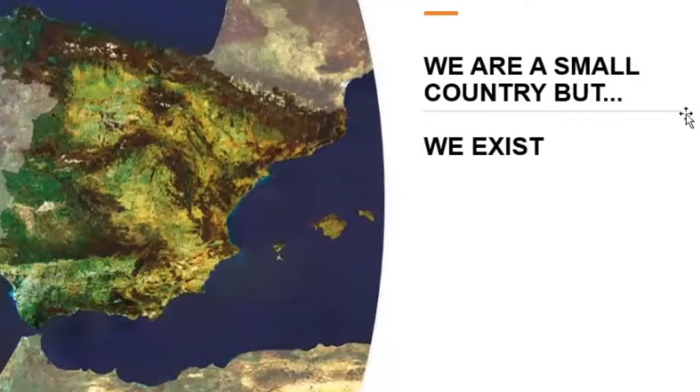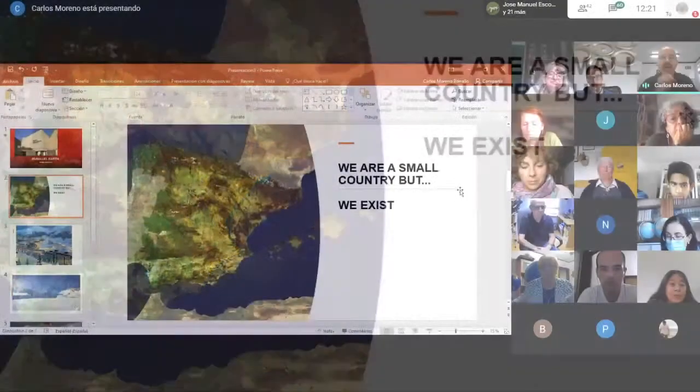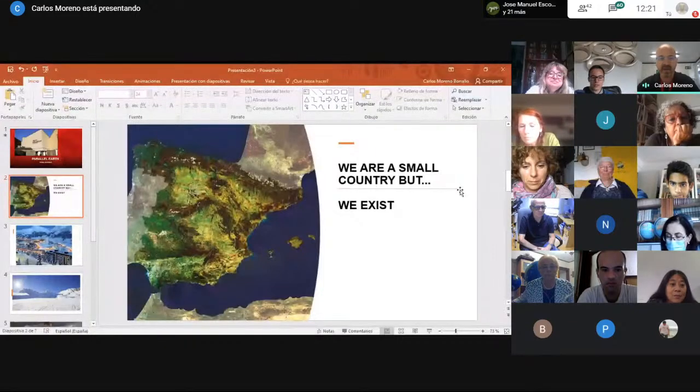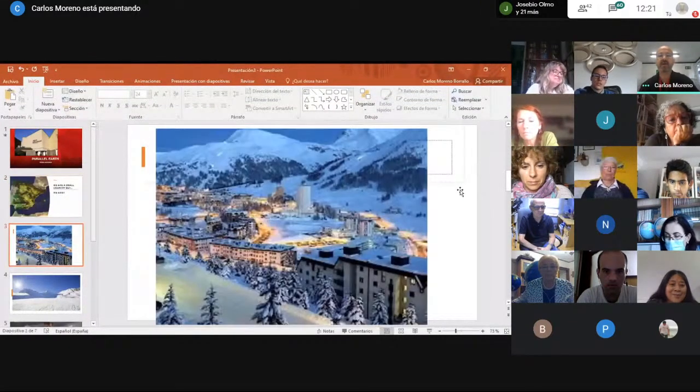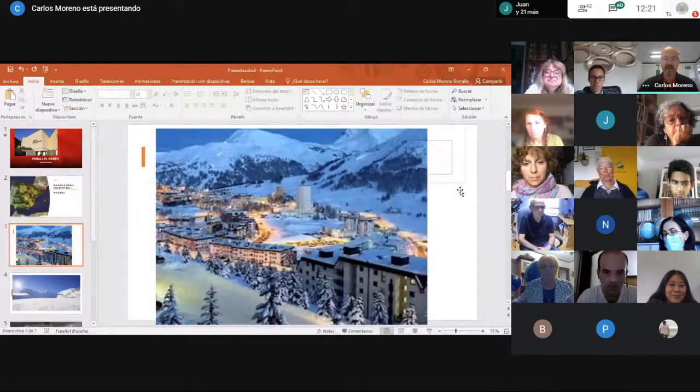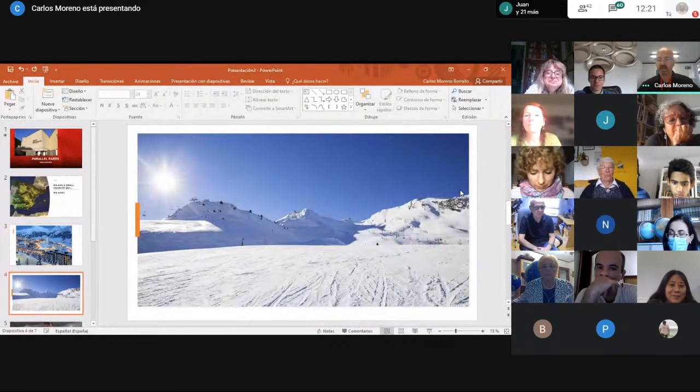You can see there Spain, and then you can see France. Well, you cannot see Andorra because I think we are one of the smallest countries in the world. We are between France and Spain. But it's a wonderful place, as you can see. We have a lot of snow.